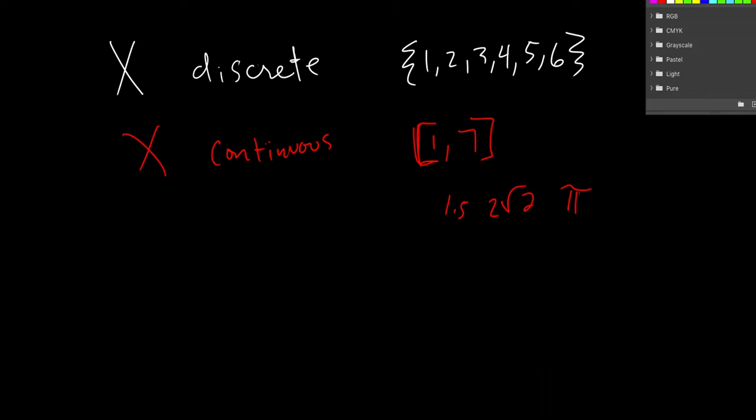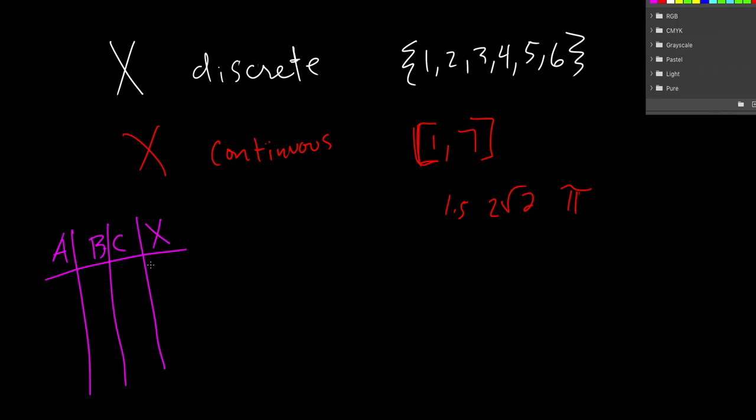Okay, now it says a supermarket has 3 checkouts, A, B, and C. A government inspector checks the weighing scales for accuracy at each checkout. The random variable x is the number of accurate weighing scales at the supermarket. So it wants to list the possible outcomes. So if we have scales A, B, and C, then we basically have our outcomes. We could have the outcome where none of them work, and so the outcome would be 0 working scales in that store.